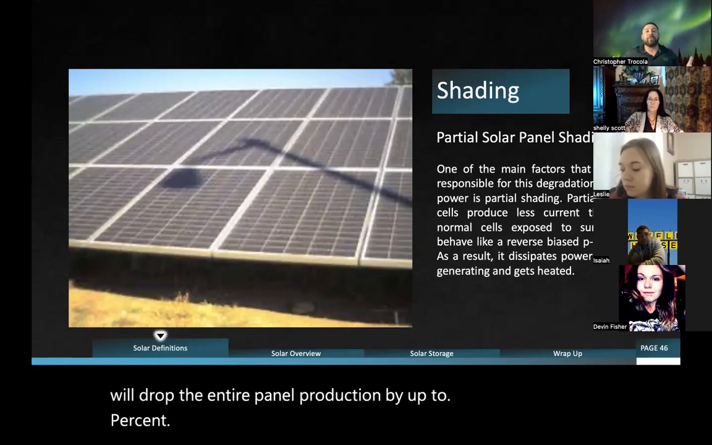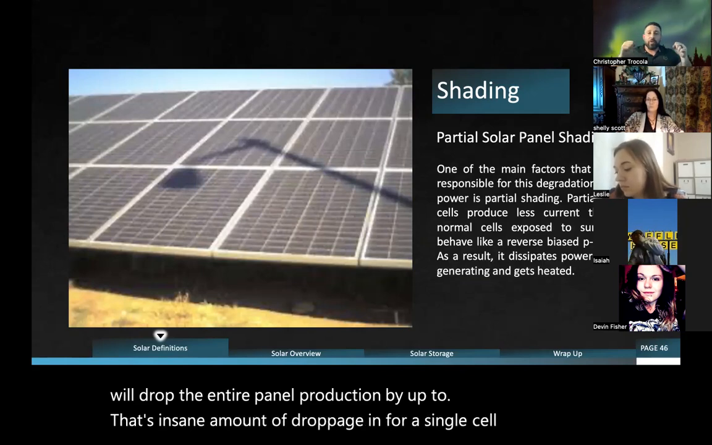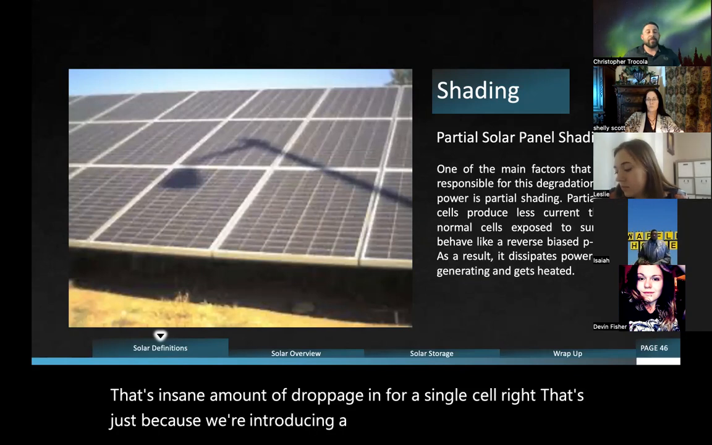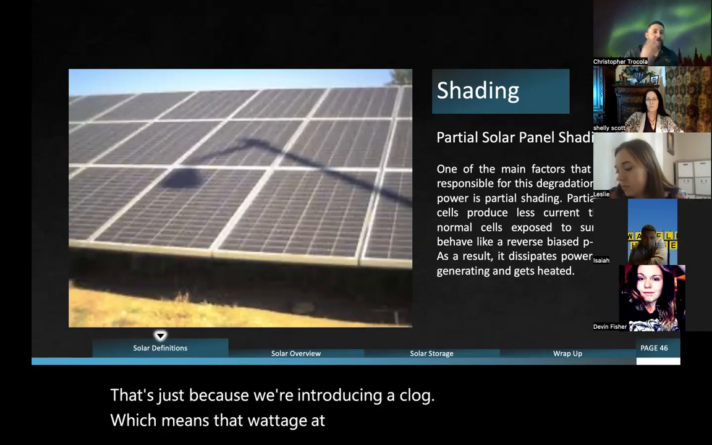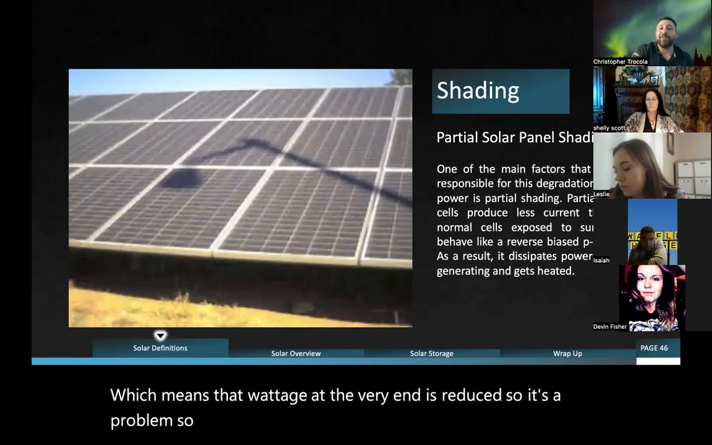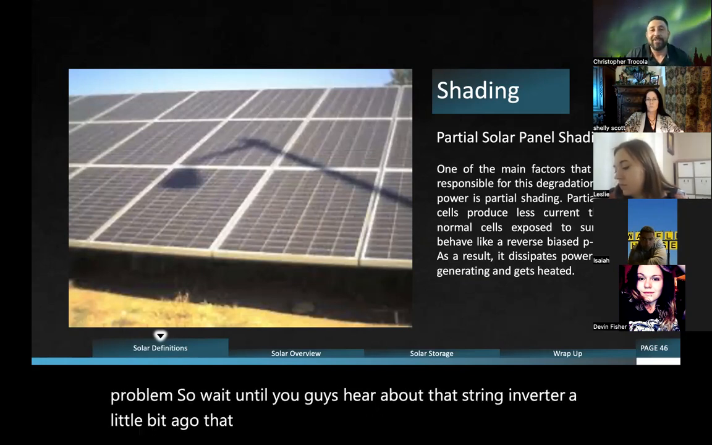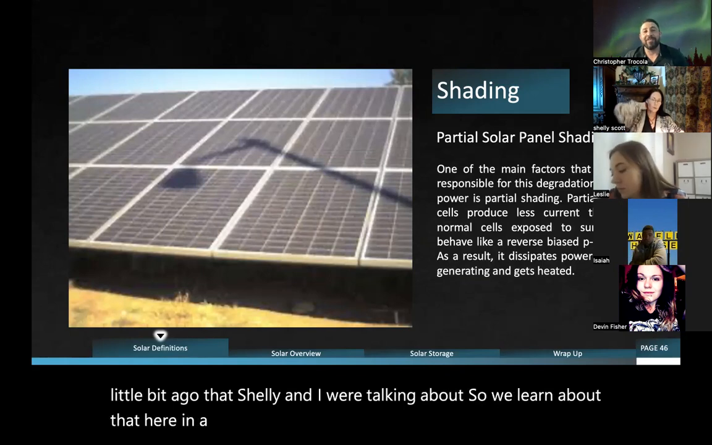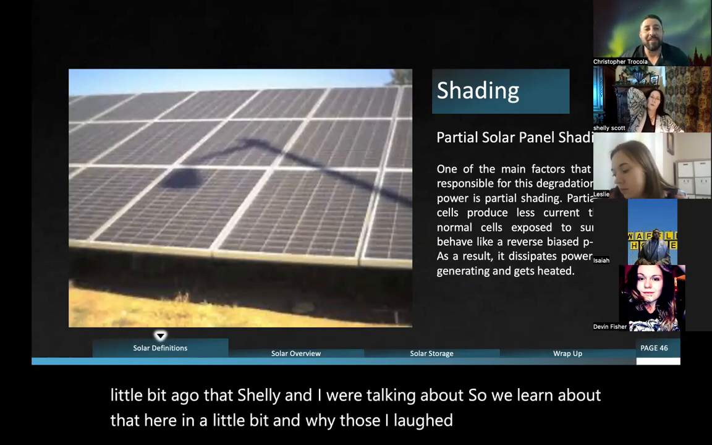That's an insane amount of droppage for a single cell, right? That's just because we're introducing a clog, which means that wattage at the very end is reduced. So it's a problem. So wait until you guys hear about that string inverter a little bit ago that Shelly and I were talking about. We're going to learn about that here in a little bit, and why those, I laughed and I said, nah, we'll never sell one of those.